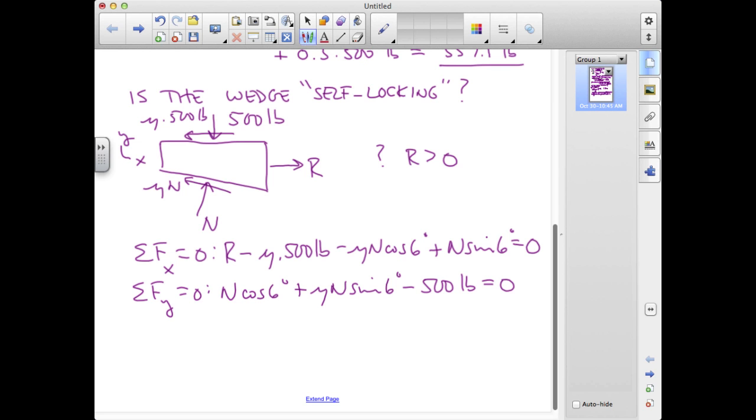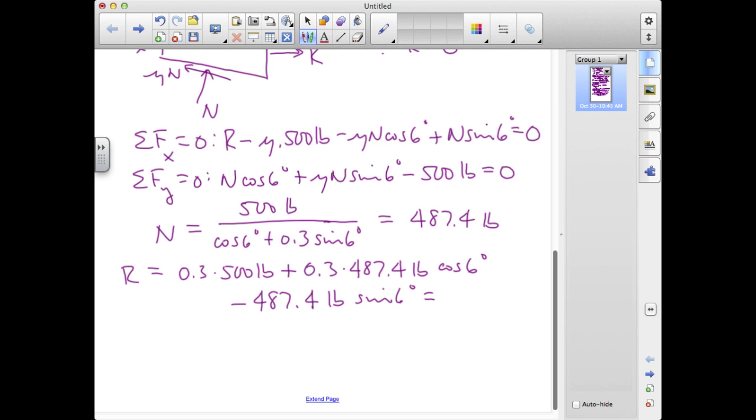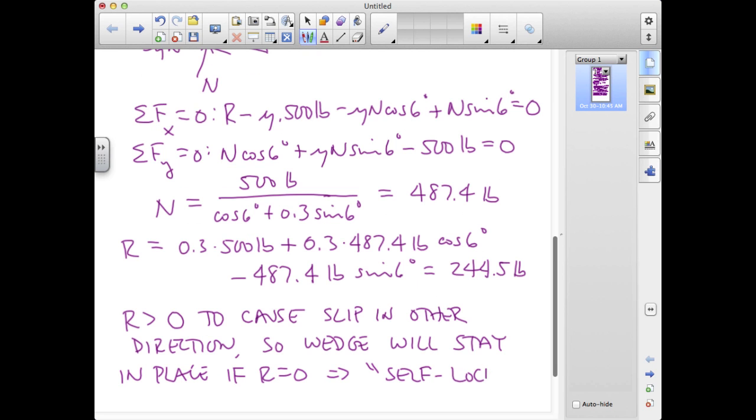This turns out to be a little less than 500 pounds now. If we plug the numbers in, this number turns out to be 487.4 pounds. And if we take the results and put them back in to solve for R, we get the result of 244.5 pounds. Our result is that we have to pull the wedge out to cause slip in the other direction, so the wedge will stay in place, and that makes this system self-locking.